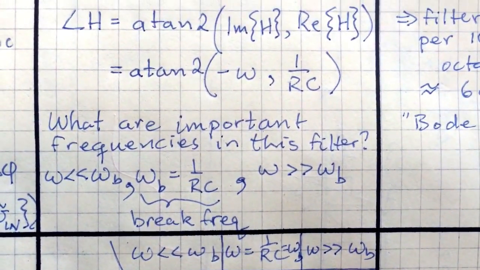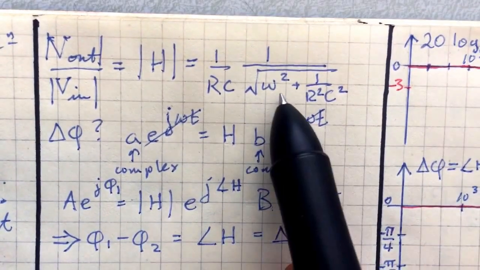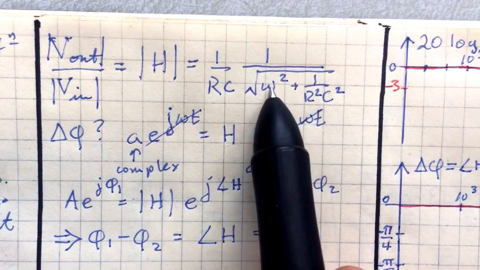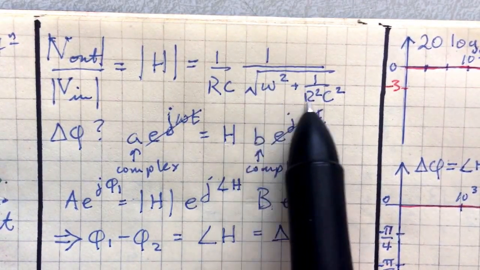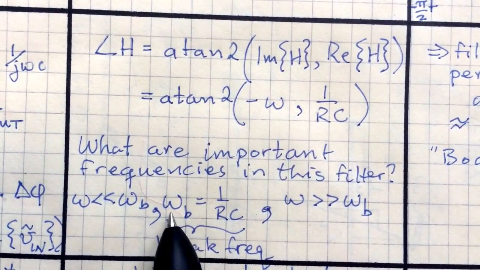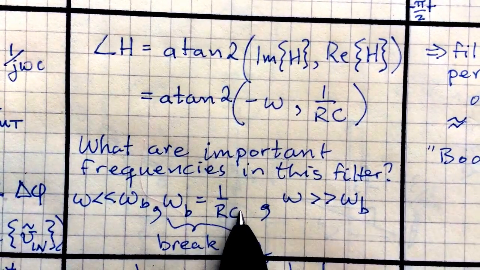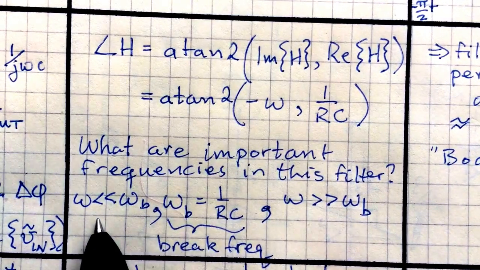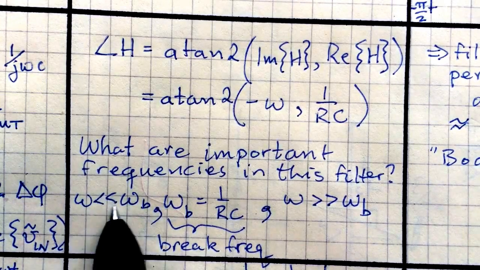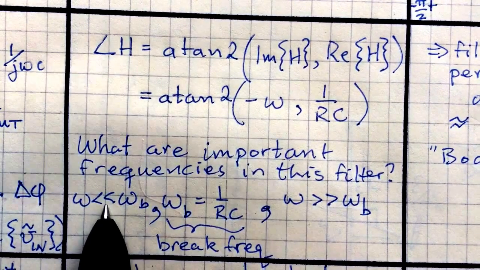Okay, so what are the important frequencies in this filter? Well, if we look here at the magnitude, you can see that these two terms have comparable magnitudes when omega is 1 over RC. And so that's kind of the only important frequency that we can identify. So we'll pick that as a special point. Omega b is 1 over RC. It's kind of the only term in the problem which has units of frequency, is another way to think about it. So of course, we're also interested in how things behave below this frequency and how things behave above this frequency. In fact, we're interested in all frequencies.